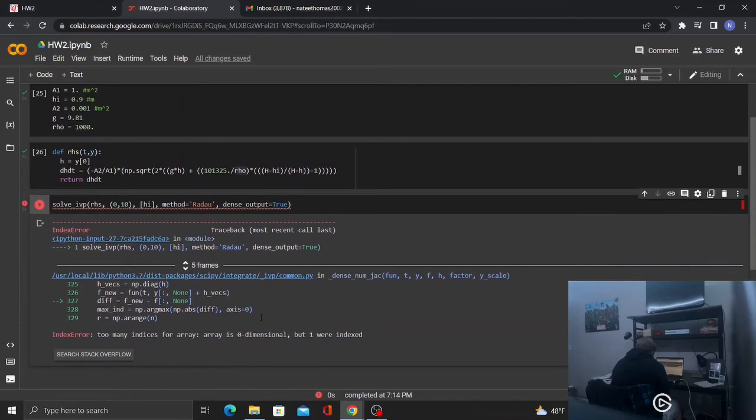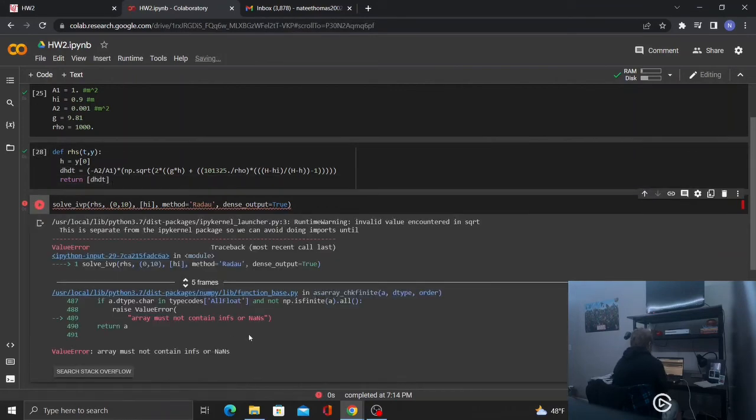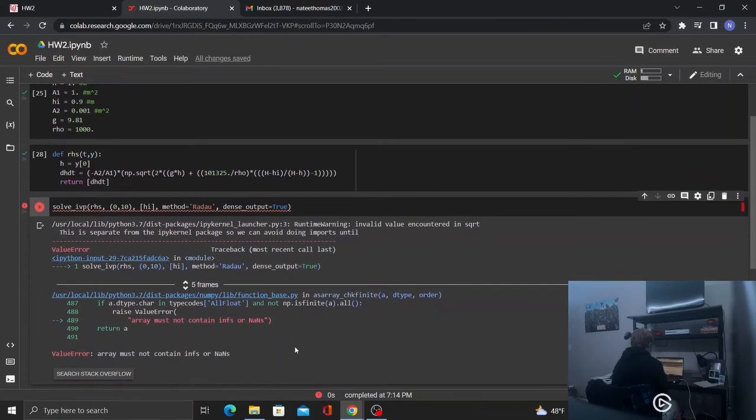And we did get an error here. As you can see, we made this an array with one index, so that means our answer down here also has to be an array. So if we put brackets around this and run this, then this should run. And now it says that the array must not contain infinites or NaNs. Basically, at some time between 0 and 10, this will be negative, and it is trying to take a square root of a negative, which it cannot.